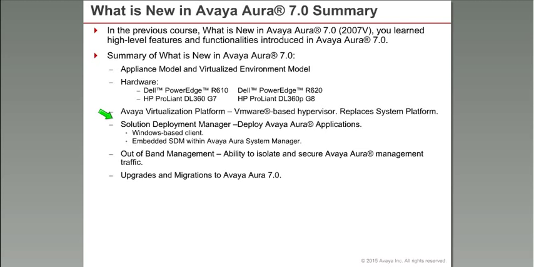We also learned about the Solution Deployment Manager, which comes in 2 formats. There's a Windows-based client you can install on your PC to deploy applications, or you can use the SDM within System Manager. We also learned that Aura 7 will introduce an out-of-band management option. So if we want to isolate our management traffic, we can do so. And we looked at the upgrade and migration paths to Aura 7.